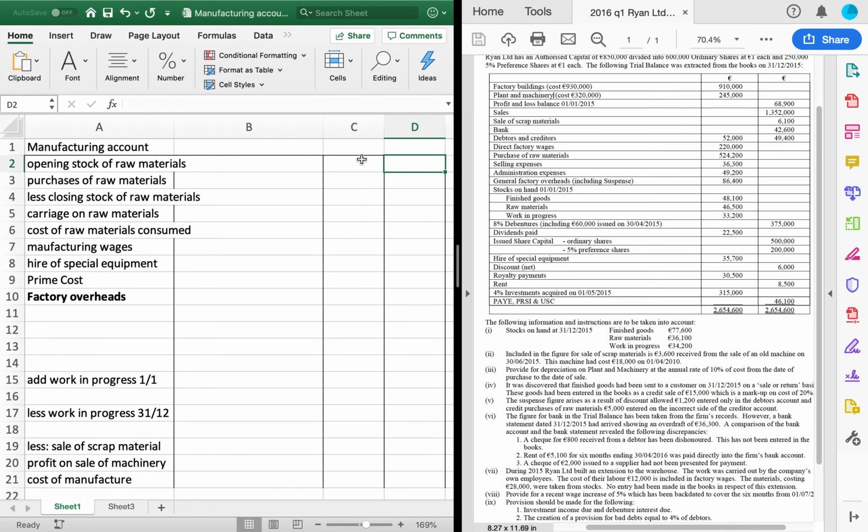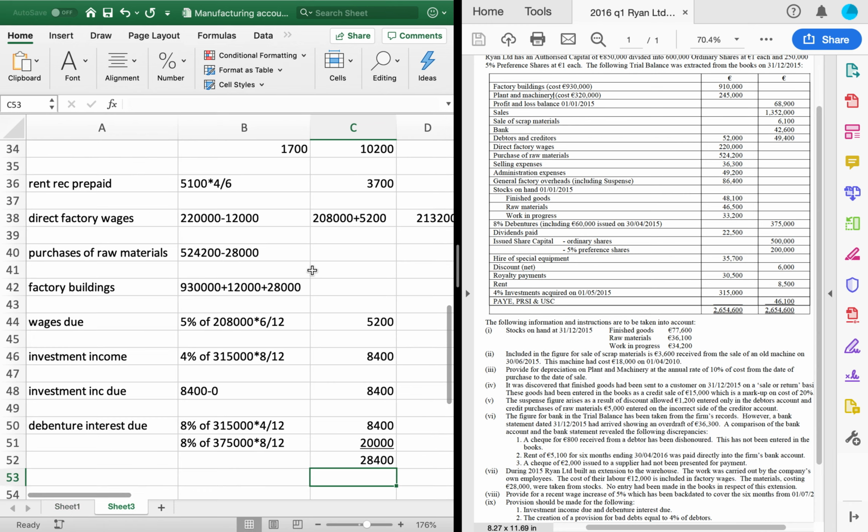Now that's going to come straight from our question. So our opening stock of raw materials is 46,500. Purchases of raw materials gets added to that. So that should be 524,200 minus 28,000. So 496,200.